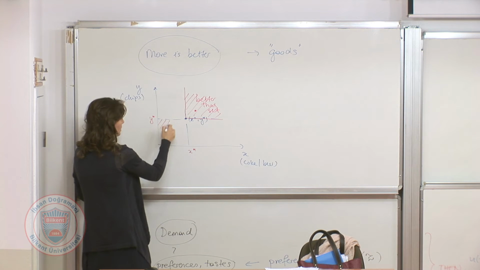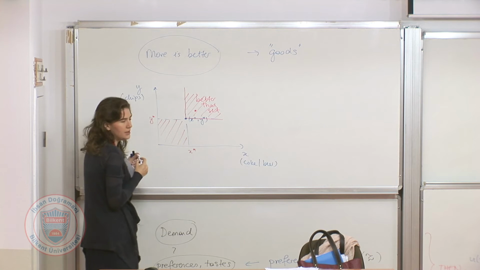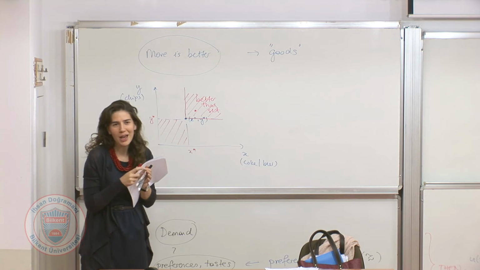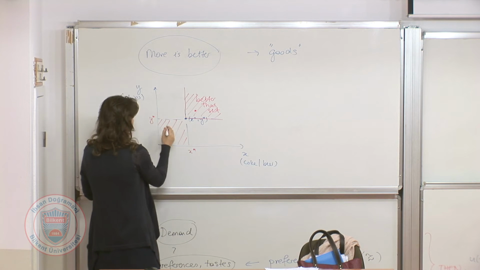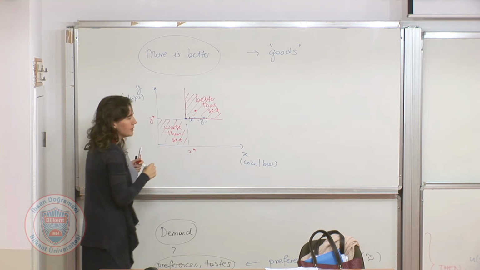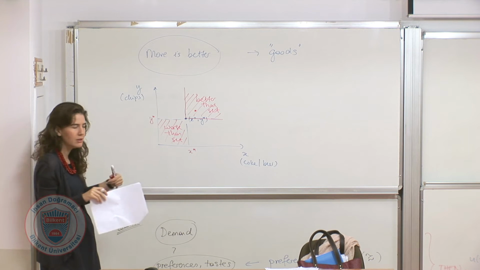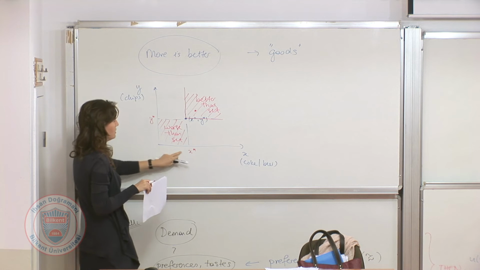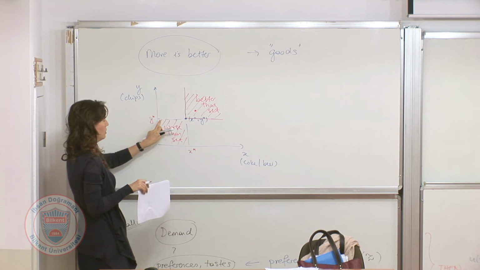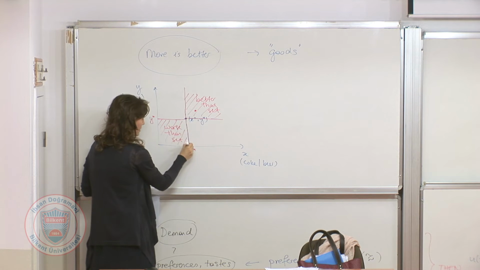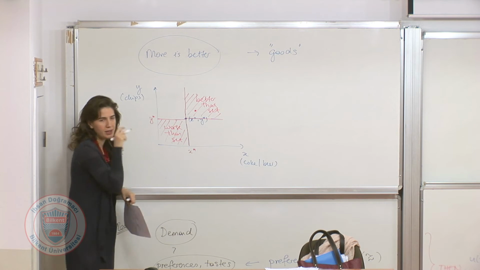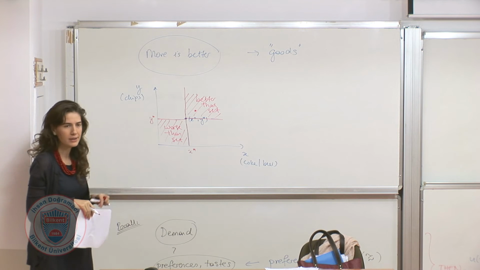And then by a similar logic, in this region we called it the worse than set. So all these bundles, because they provide less of x star and less of y star, or at least the same amount of y star but less of x, we called the worse than set, okay?